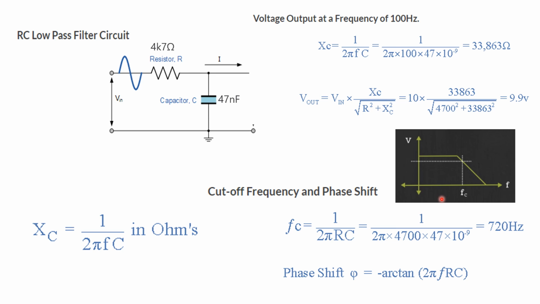completely down, or I want the output to be minus 3 dB. So here we are completely making the output go down. So for any input where the frequency is more than 720 Hz, the output voltage will be drastically decreased and it will be very low. So that's why it is a low pass filter.